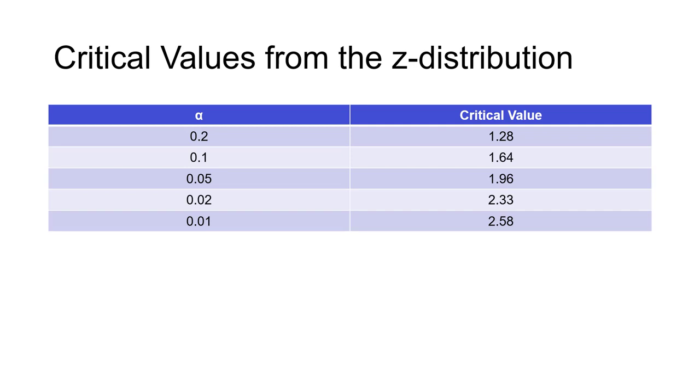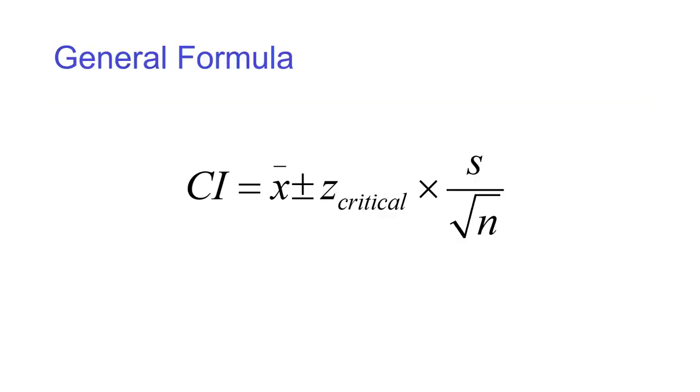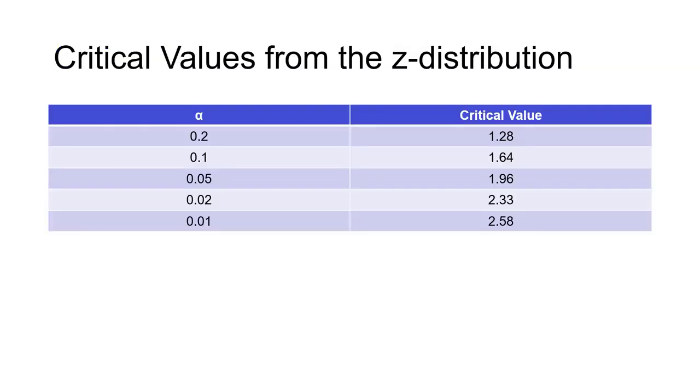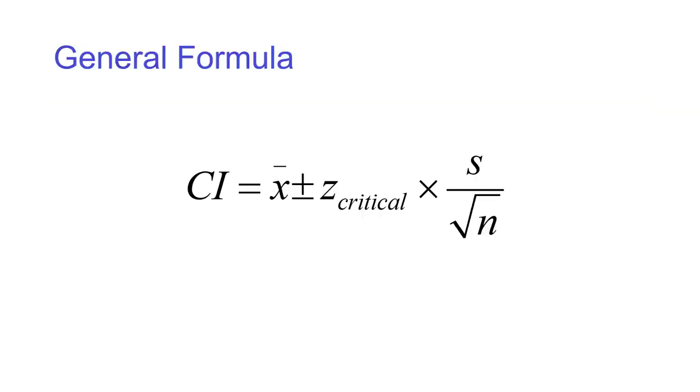So 1 minus alpha. The general formula is: confidence interval is the mean plus or minus z critical, whatever number comes out from this particular table for the alpha you've picked, times the standard error of the mean, which is s divided by the square root of n.